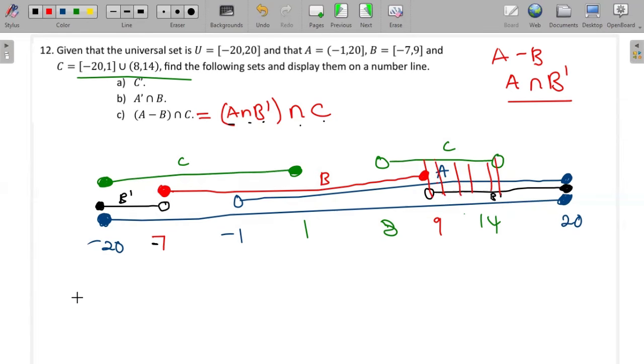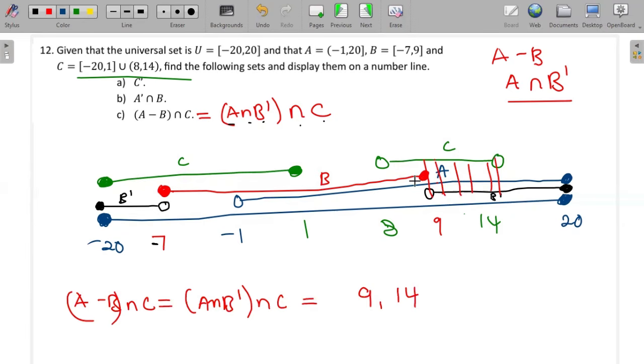So I'm going to say A minus B intersection C, which is the same as A intersection B complement intersection C, is equals to, okay? So it starts at 9. It cuts at 14. So what type of brackets are we going to put here?